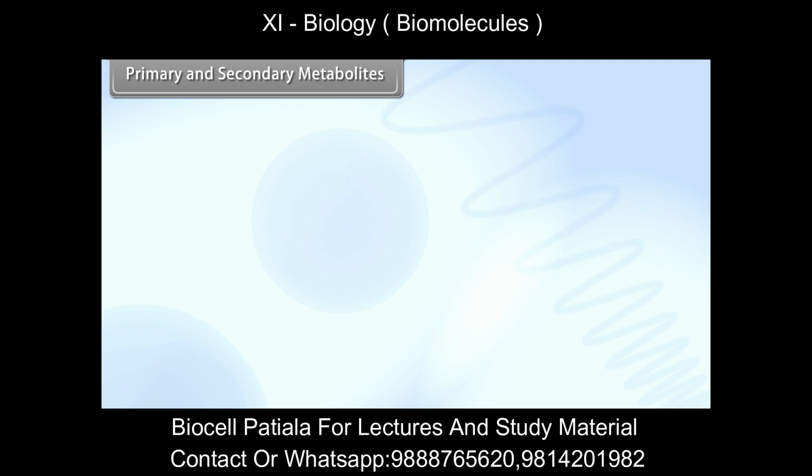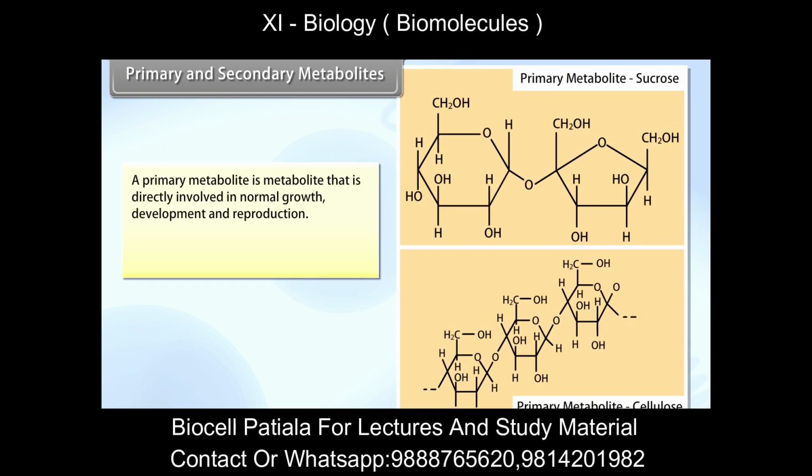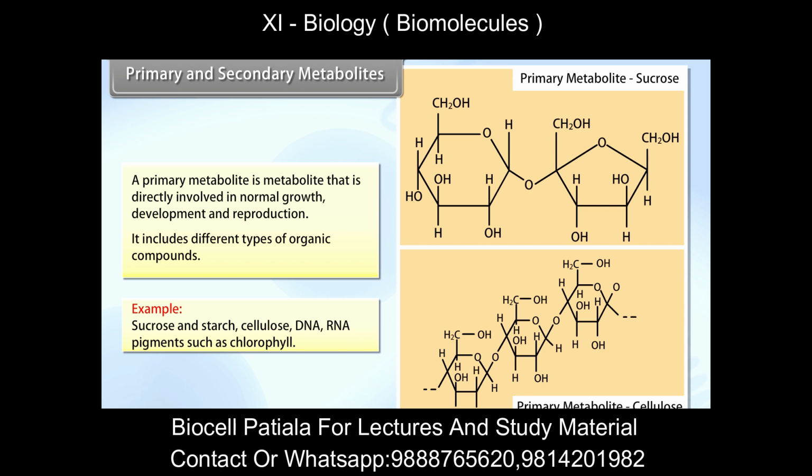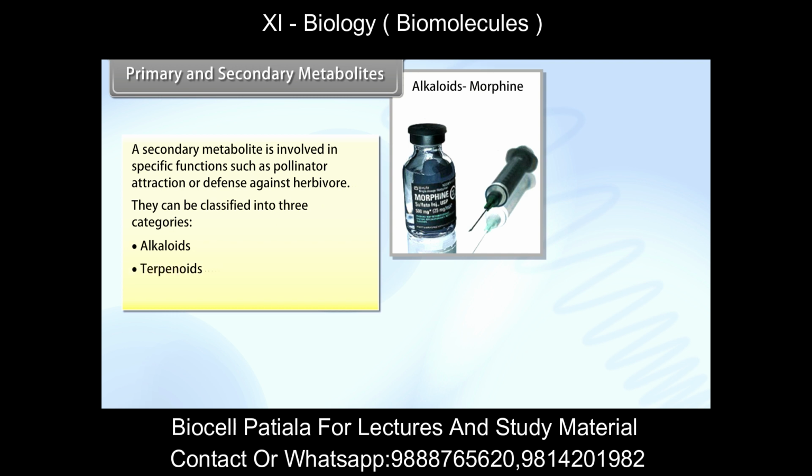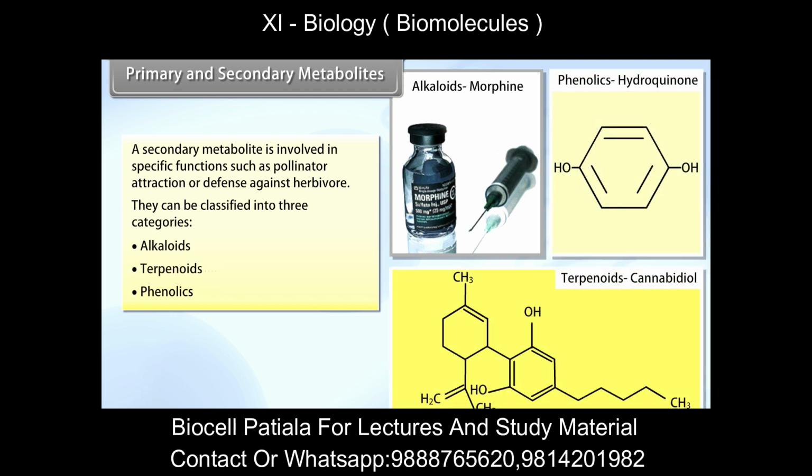Primary and secondary metabolites. A primary metabolite is a metabolite that is directly involved in normal growth, development, and reproduction. It includes different types of organic compounds. Examples: sucrose and starch, cellulose, DNA, RNA, pigments such as chlorophyll. A secondary metabolite is involved in specific functions such as pollinator attraction or defense against herbivores. They can be classified into three categories: alkaloids, terpenoids, phenolics.